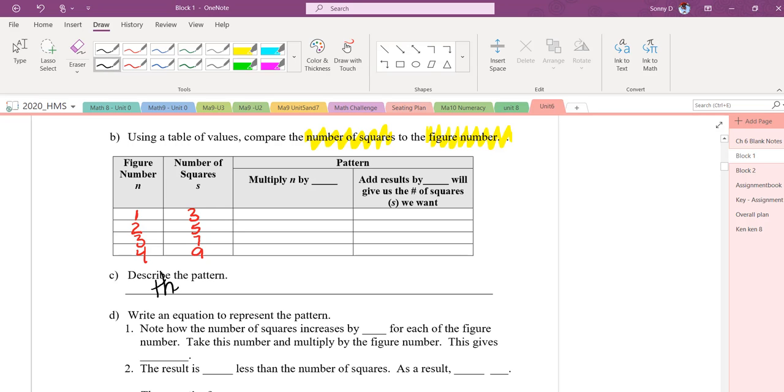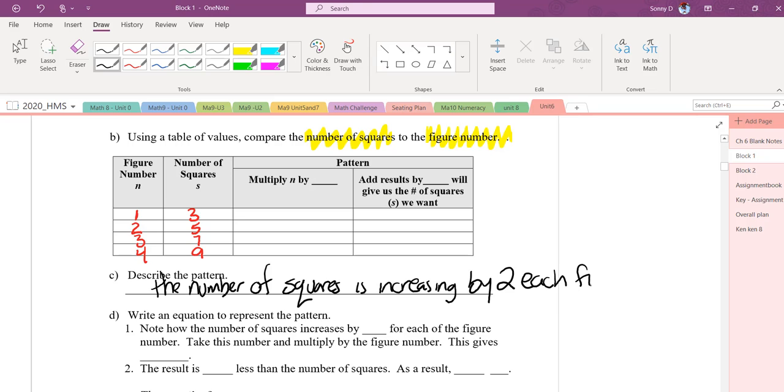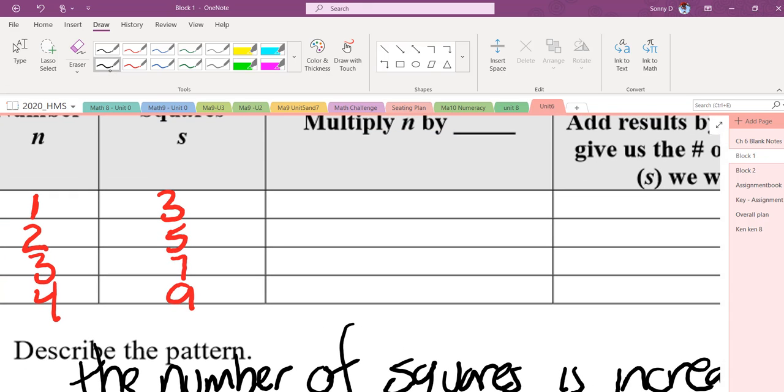The number of squares is increasing by 2 each figure. So we're going up by 2. 3 plus 2 is 5, 5 plus 2 is 7, 7 plus 2 is 9. You're seeing that pattern.